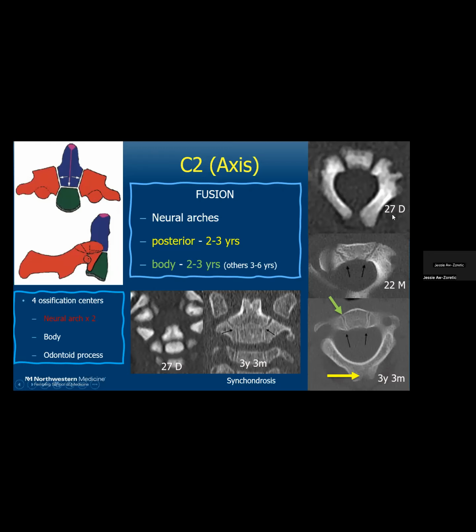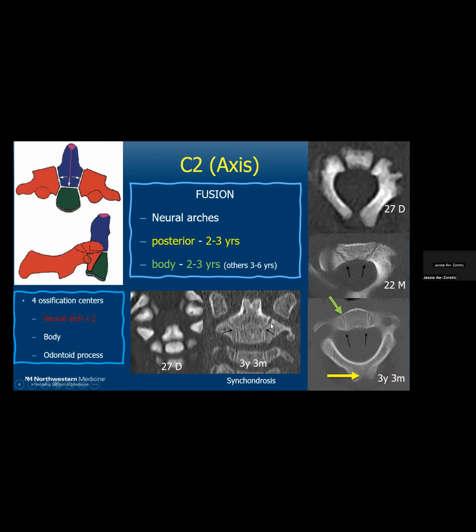So from 27 days old, you can see it has a young appearance, and then it starts forming more at the age of 22 months. And then you can see it more clearly. It's more the usual form by 4 years of age, and it's clearly fused here. And then you can still see the synchondrosis between the body and the lateral neural arches. And here it is on the coronal view. So here is a 27-day-old and the same patient at 3 years and 3 months.